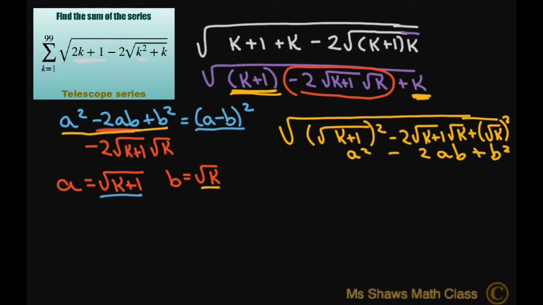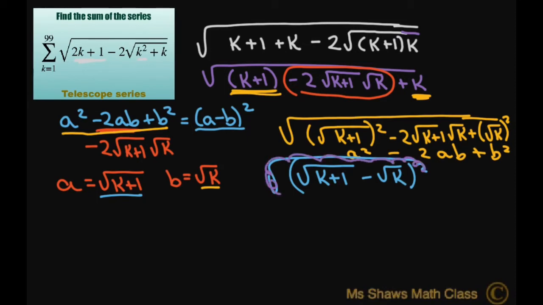Your a is k plus 1, and your b is going to be minus here. So I'm doing minus square root of k squared, and this is under the radical. So what happens is this cancels out the square of a square root, so we're left with square root of k plus 1 minus square root of k. Now that's going to be simpler to work with.